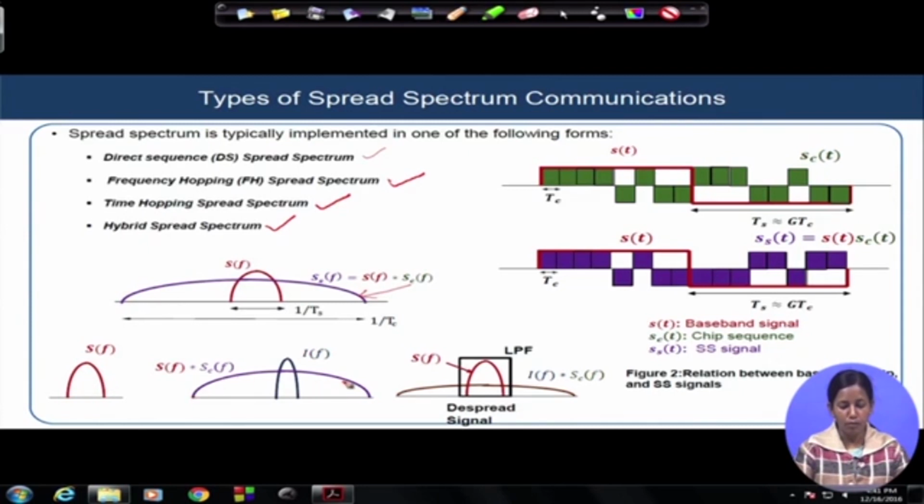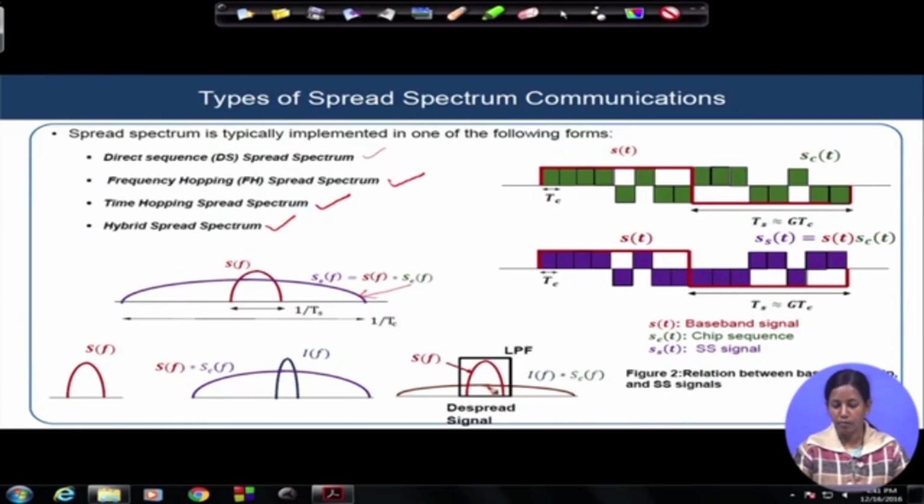Remember, when it was traveling over the channel, there was an interfering signal called I(f), a narrowband interfering signal, which has also entered the receiver front end. And see the situation: the power of this interfering signal is higher than the power of the spread signal. Another important thing to notice is that when the signal was spread, the bandwidth of S(f) increased, and the power was reduced. So the interfering signal together with the spread signal has entered the receiver.